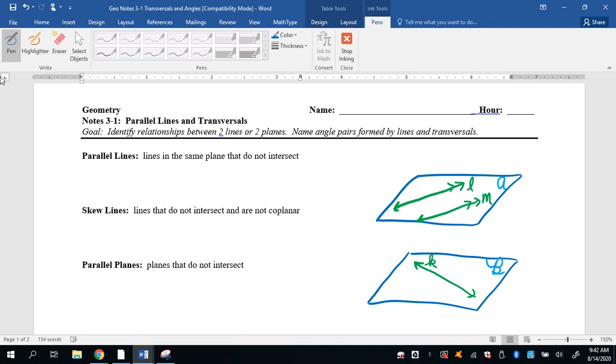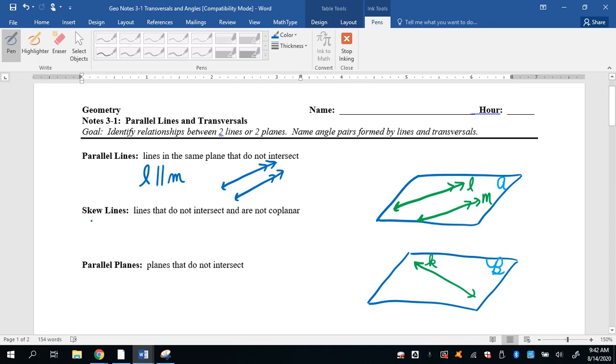Parallel lines are lines in the same plane that do not intersect. An example is like the picture I showed you on the right here. I would say that line L is parallel to line M. I know they are parallel because of the double arrow that's marked in the picture. So when you have parallel lines, our geometry symbol is a double arrow.